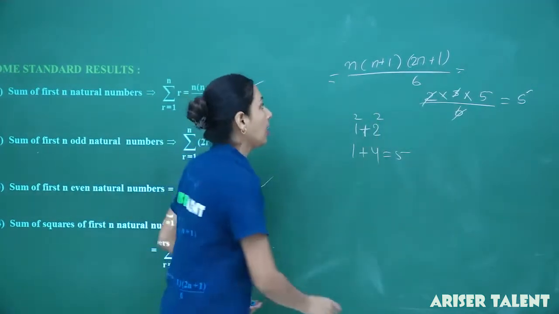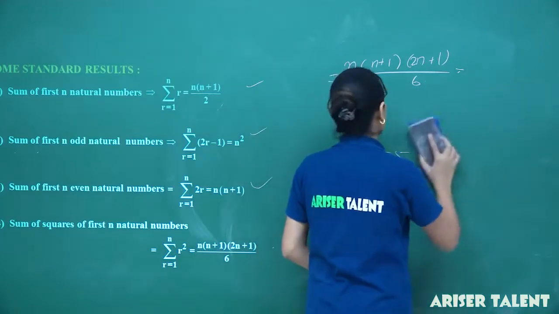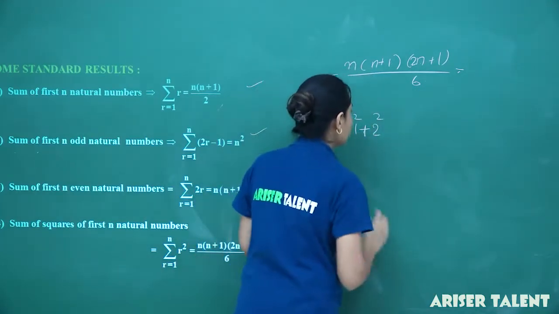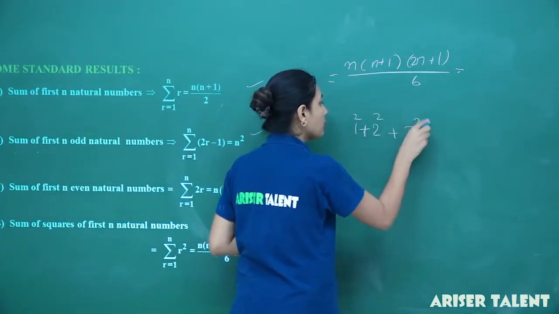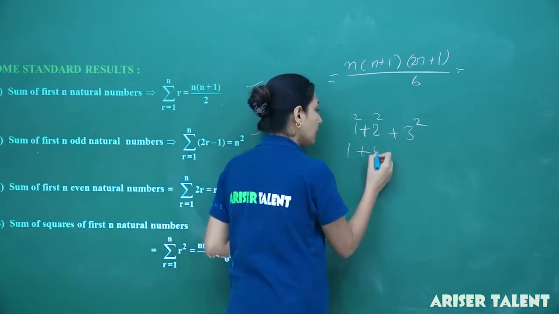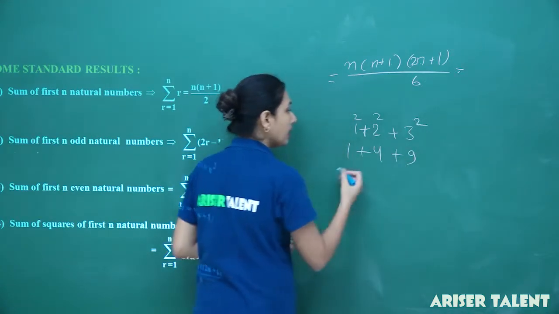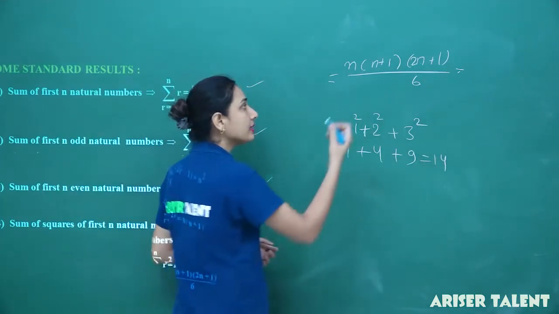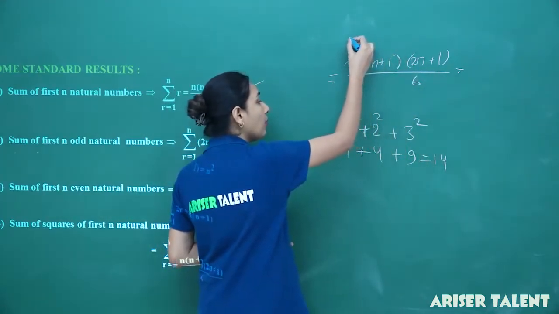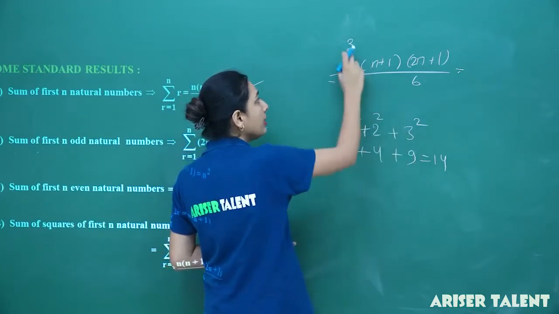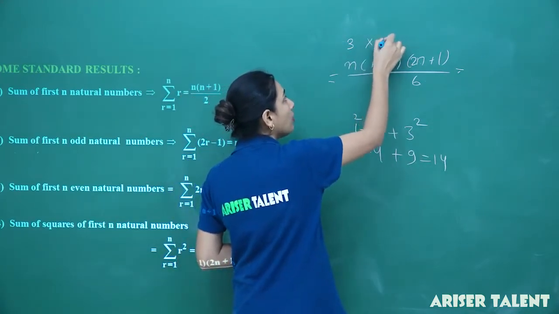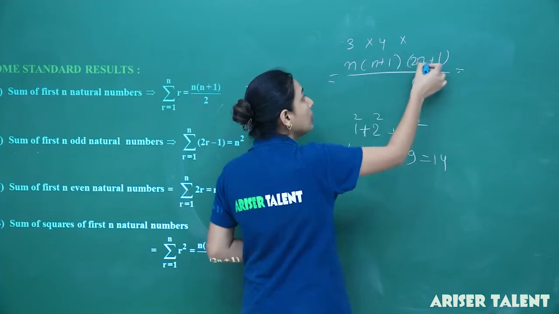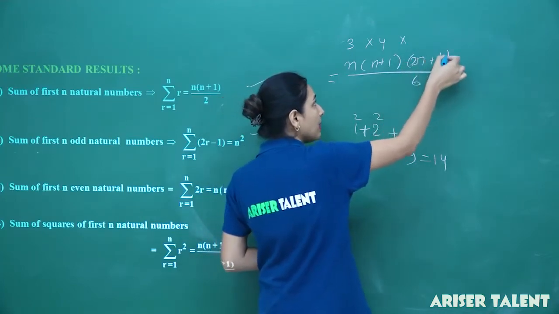Now, I am doing this thing plus 3 square. Now, what? 1 plus 4 plus 9, again 10, 14. 14 should be your answer. Replace it. That will be what? It's 3. 3 plus 1 is what? 4. Now, 3 2s are 6 plus 1.